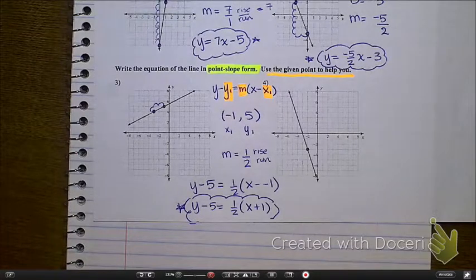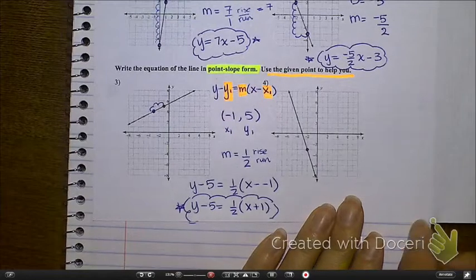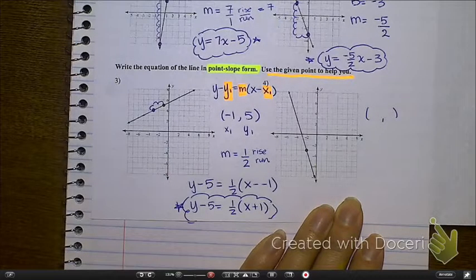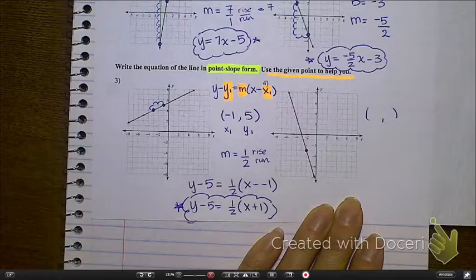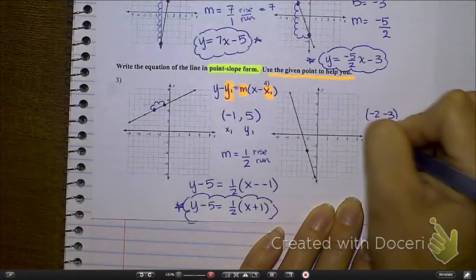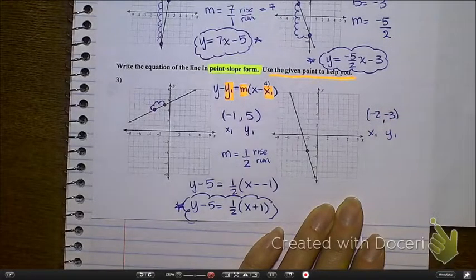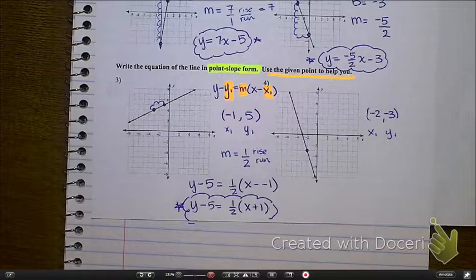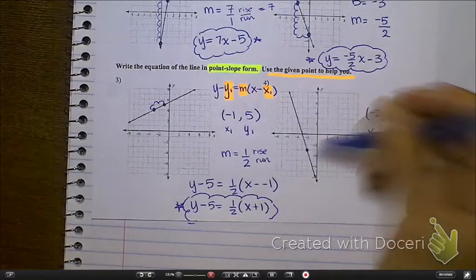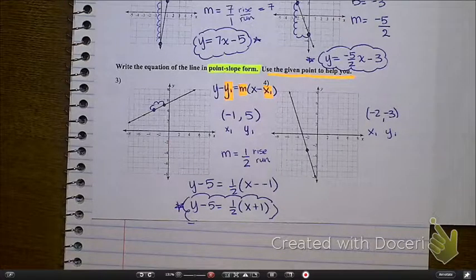All right, so I'm going to call on someone to tell me their point that they chose. Sabrina, what was your point? Okay, -2, -3. This would give us our x1 and our y1 values. Good. Now, depending on where we put our dot was going to determine how we found our slope, but remember the slope should have been the same no matter what.